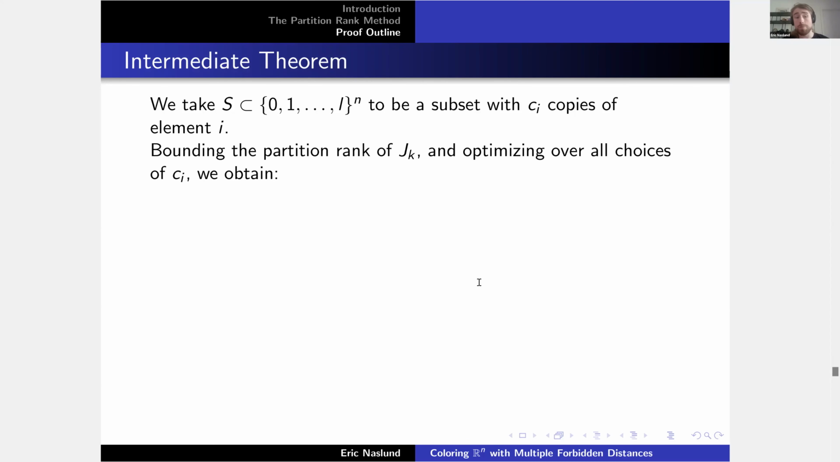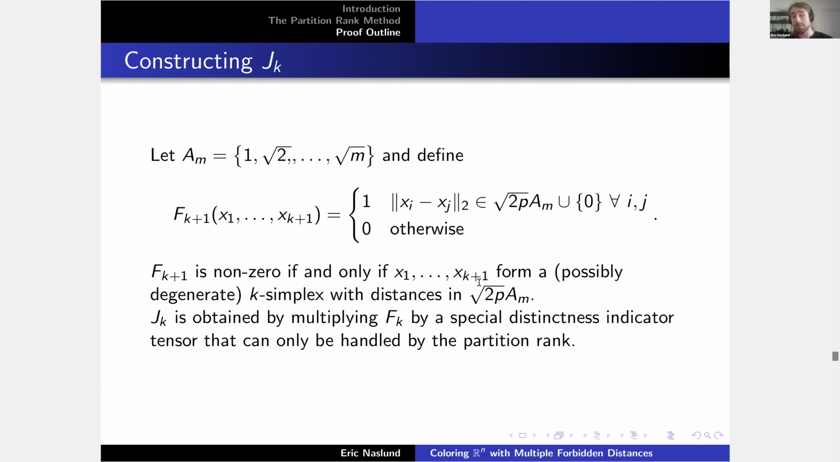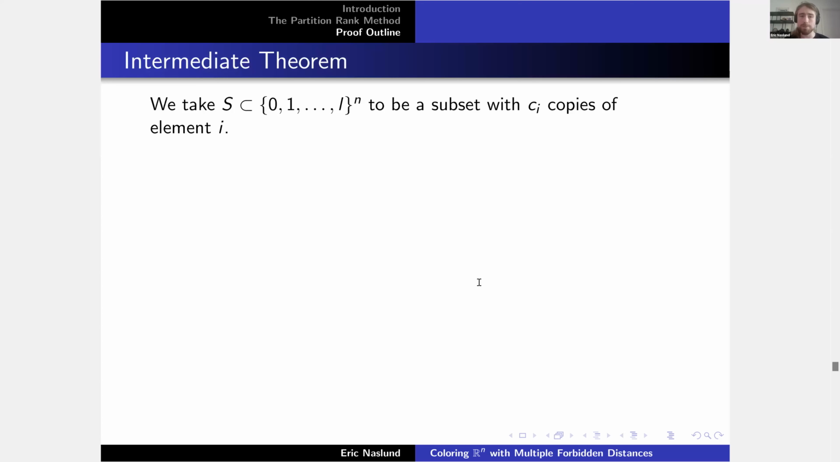So then what we'll do is we're going to bound the partition rank of JK and optimize over all the choices of Ci. The bounding of the partition rank is actually going to depend a bit on the set S, because this distance function will depend on the set S. The maximum distance between 2 points depends on what points we allow in that box. If we choose a particular subset of the box, we won't have distances that are as large. And so we want a set that has lots of points and not too many points that are at large distances, and things like this.